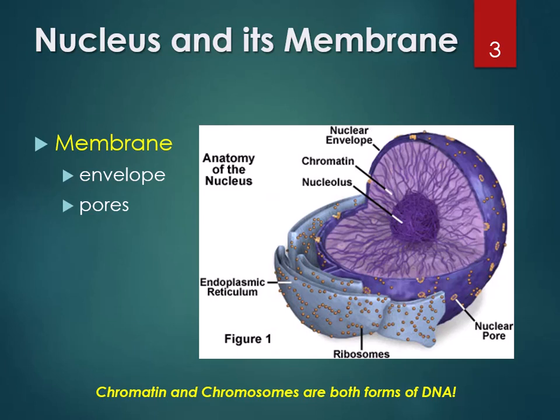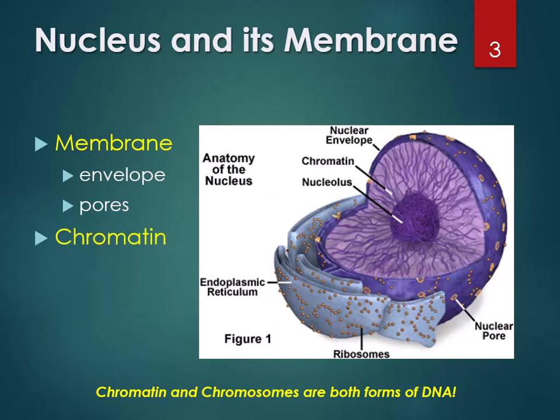The nucleus itself is enclosed by phospholipids, just like the cell membrane. Sometimes it's referred to as the nuclear envelope. There are large pores in the nuclear envelope that allow things to move in and out, so it's not quite as selectively permeable as the outside cell membrane. Inside the nucleus is the DNA.